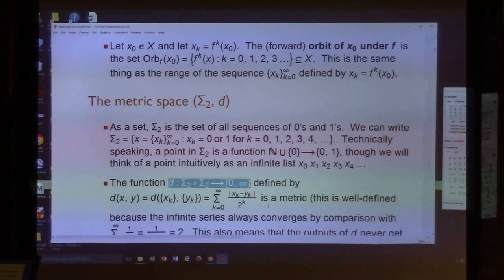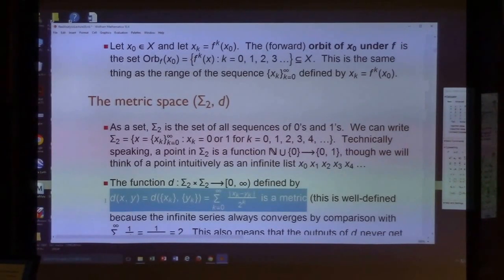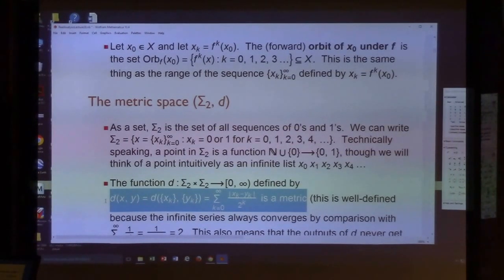You can define your metric. This is the metric I mentioned on Monday, I think. Wasn't it Monday or was it last Friday? I think it was Monday, last lecture.